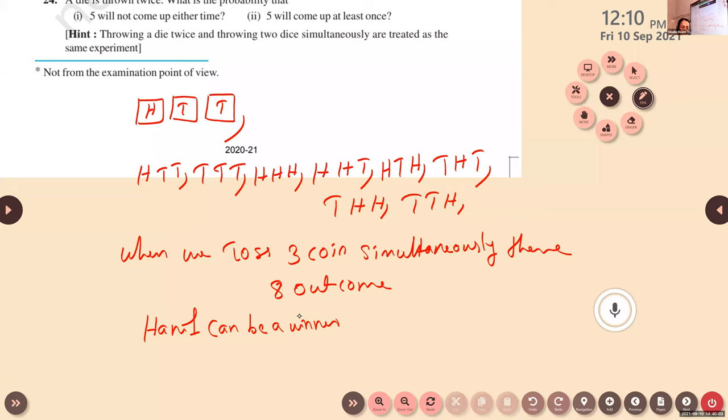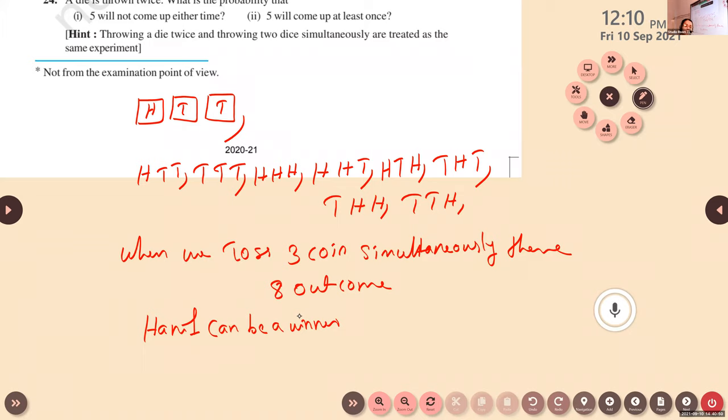Think of just three of you standing, tossing the coin at the same time. You will get the same result. Or you alone toss the coin and note it down. First time head, second time head, third time head, or first time tail, second time head, third time head. This way you will get the same 8 outcomes. Tossing a coin 3 times is equal to tossing 3 coins simultaneously.